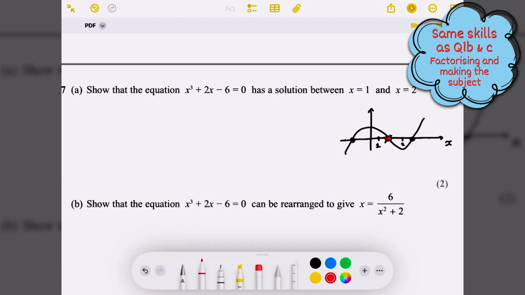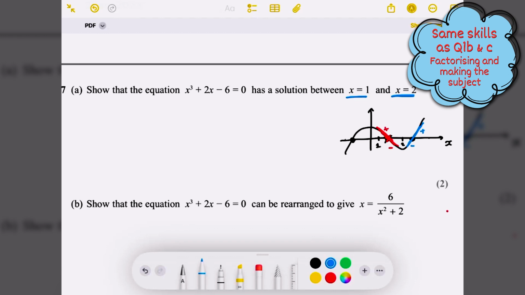Now, if it's got a solution between 1 and 2, so let's assume that here is 1, here is 2, it means that your signs will be different because it cuts through there. That's where your solution is. So here your y will be negative and here your y will be positive. Even on this side, if there's a solution over here, your y would be negative here and positive over there. So if I want to show that there's a solution between x equals 1 and x equals 2, I'm just going to substitute both of them in, and if there's a change of sign, then there's a solution.